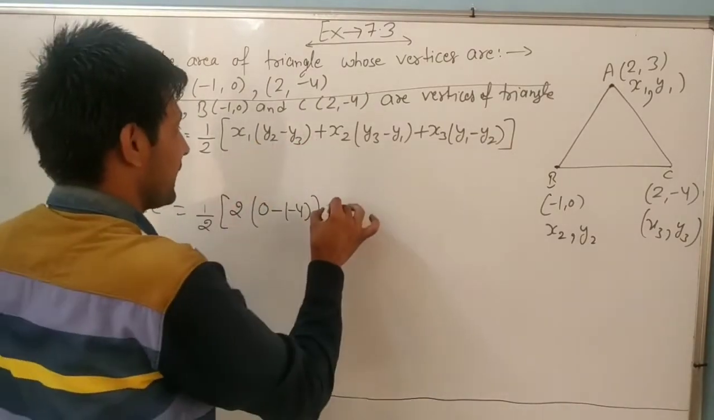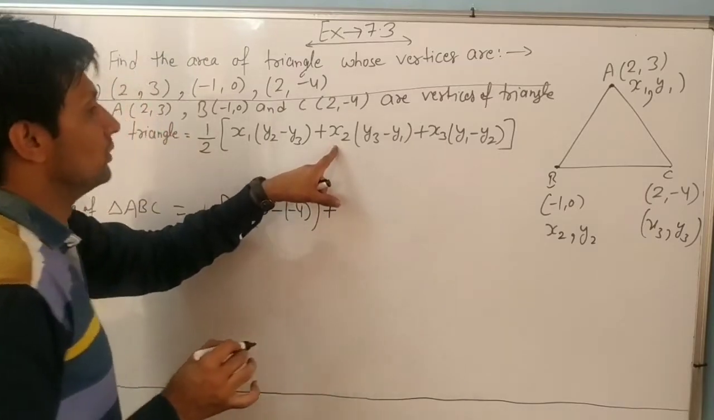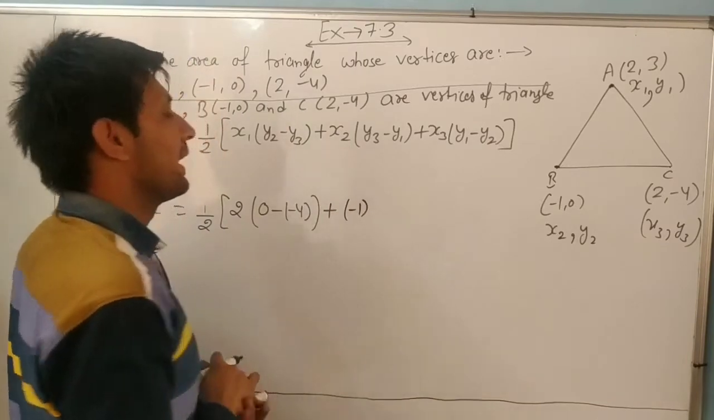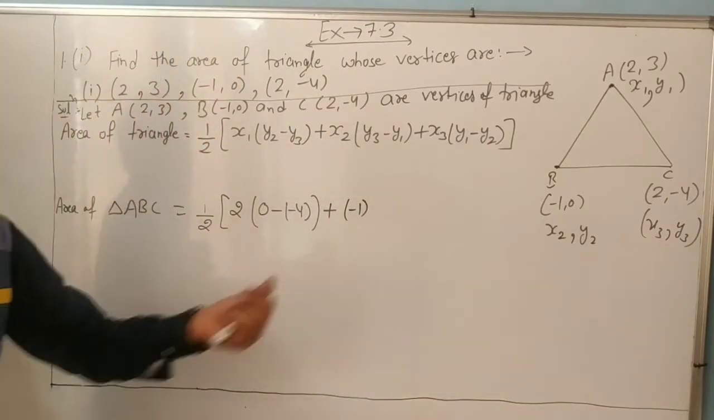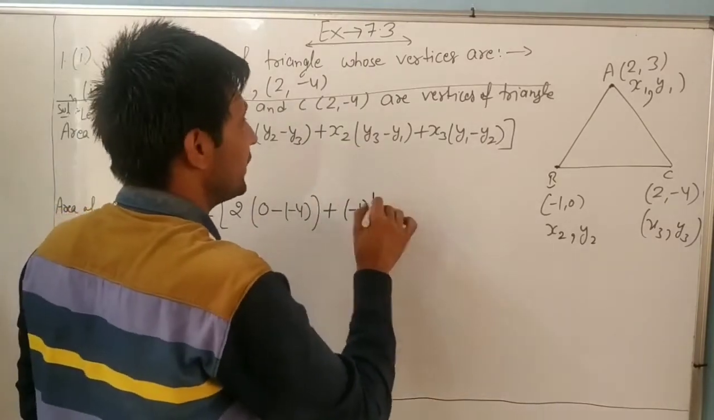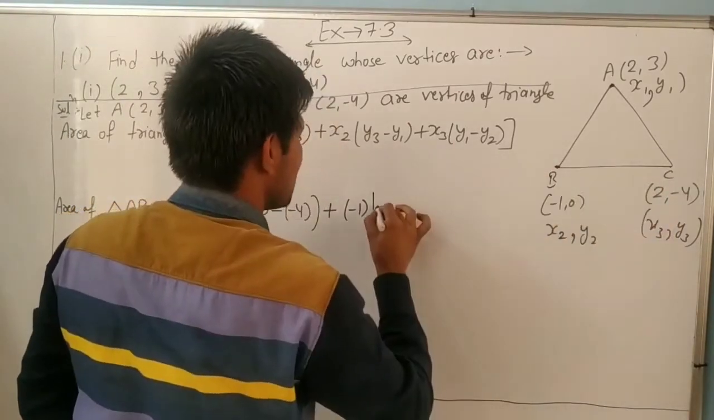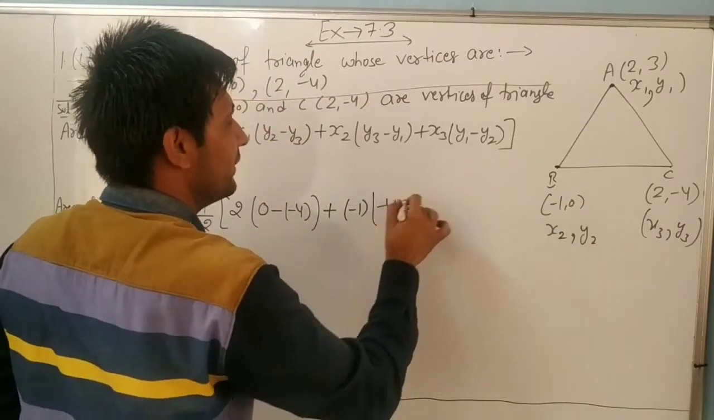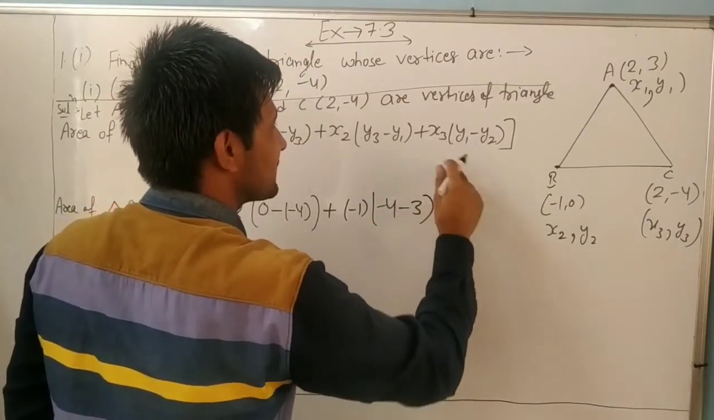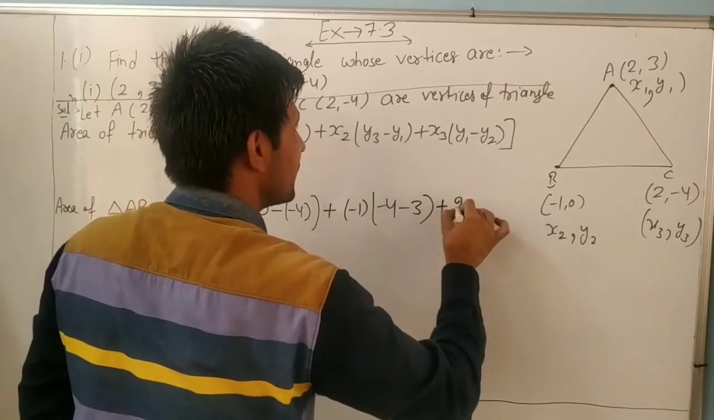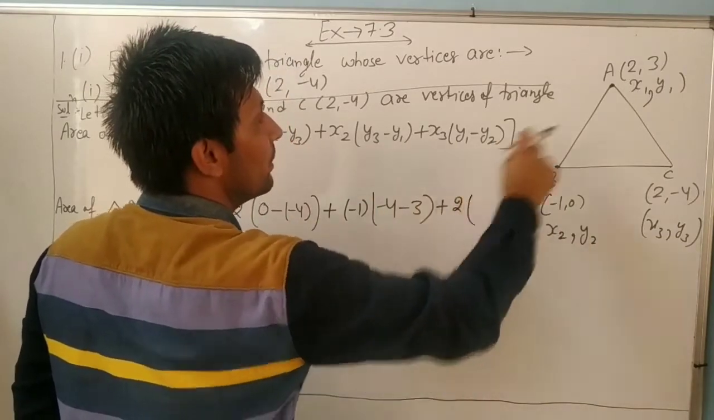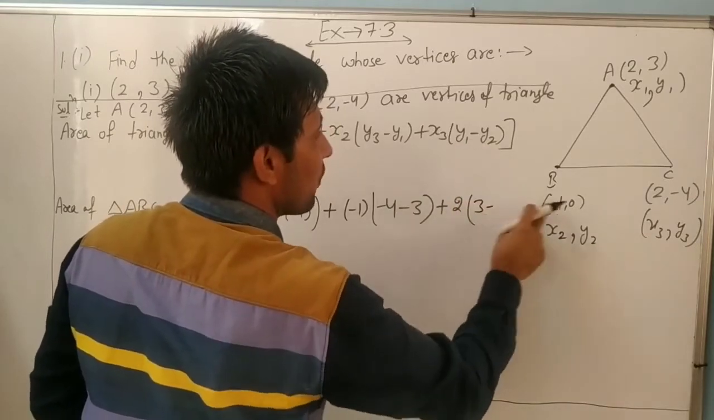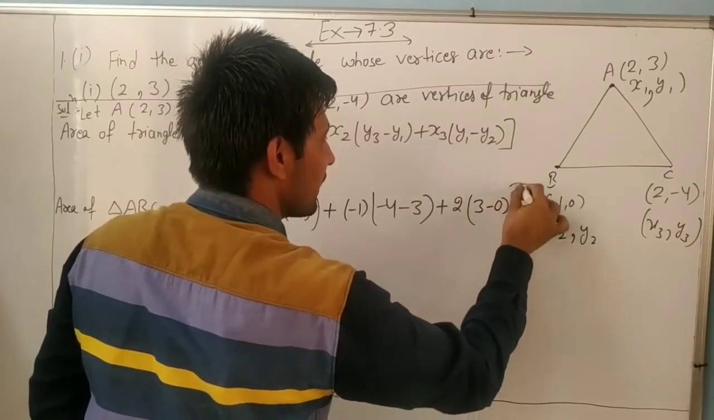Next is plus x2. How much is x2? It is minus 1. Whenever a minus number comes, we will write it in brackets. Okay, now y3. How much is y3? Minus 4. Again minus, and y1 again is 3. Plus x3. x3 is 2, y1 is 3, minus, and y2 again 0.